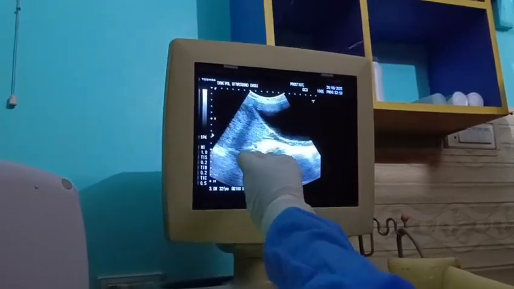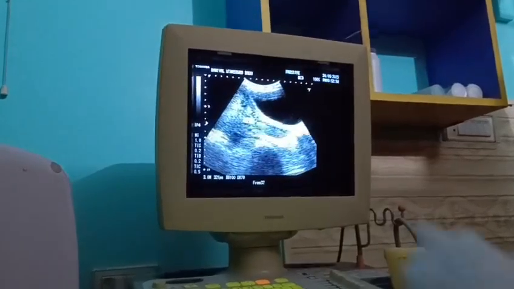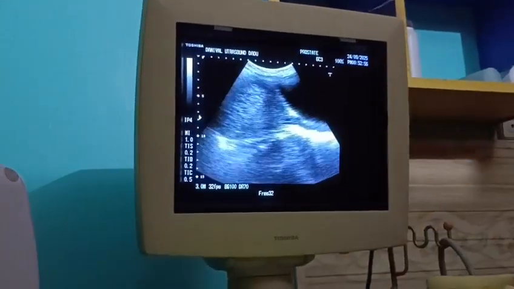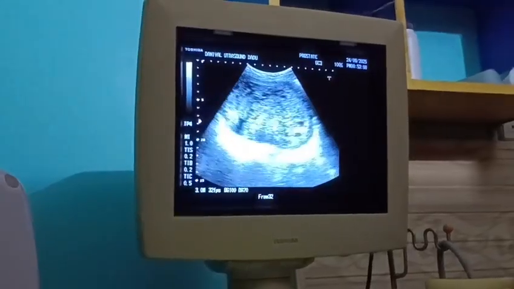This is the cervical area I'm going to show you. Here is the cervical area of the uterus. Above it, this is the urinary bladder, typically. So this is a partial mole.